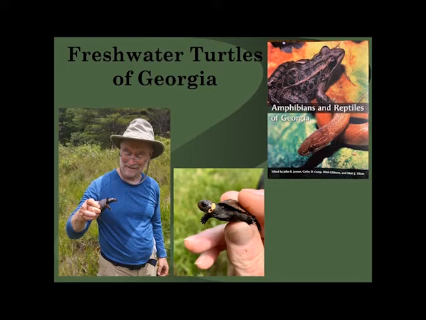Many of the photos in this presentation and the maps were borrowed with permission from the Amphibians and Reptiles of Georgia by Jensen, Camp, Gibbons, and Elliott. Pictured on this slide is Georgia's smallest and rarest turtle, the bog turtle, found only in isolated mountain bogs. It is currently listed as federally threatened. Oh, and that's me in the photo also.